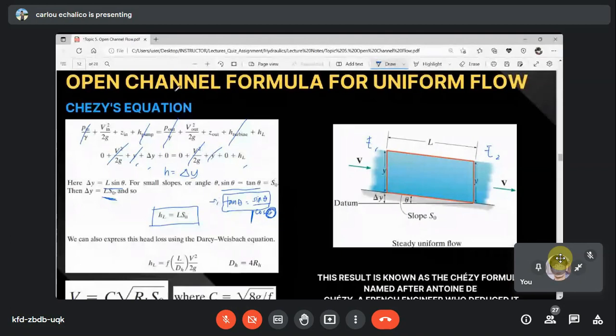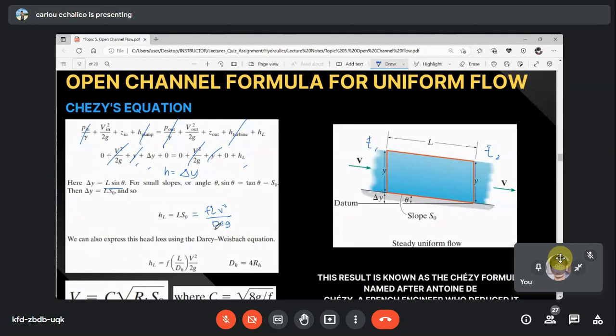Now, I think you still remember the formula of Darcy. The Darcy-Weisbach formula for head loss is f L over D times V squared over 2g. So we equate the head loss to that, and we can cancel out the length. And for D, we use the hydraulic radius, that is 4 times the hydraulic radius. So, 4 times the hydraulic radius. Okay? Let us simplify.